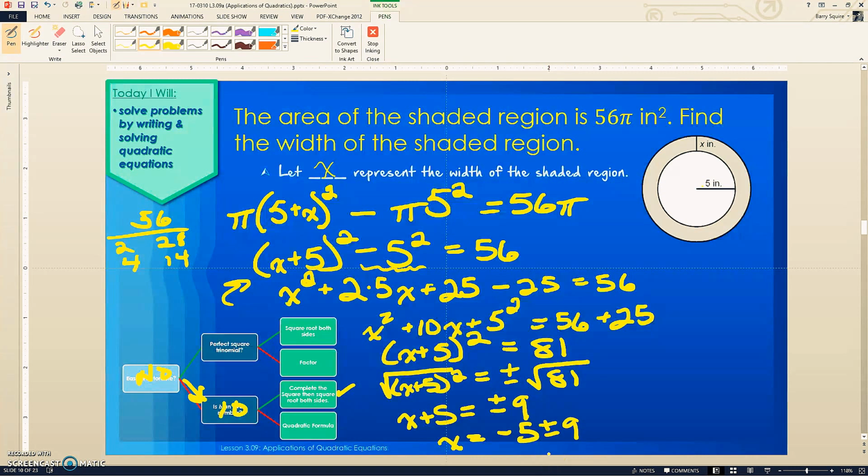So this is supposed to be the width of that gray area. Let's take a look at these here. Since we have a plus or minus situation, we have to look at both of them. So x could equal negative 5 plus 9, or x could equal negative 5 minus 9. Negative 5 plus 9 equals 4, and negative 5 minus 9 is negative 14.